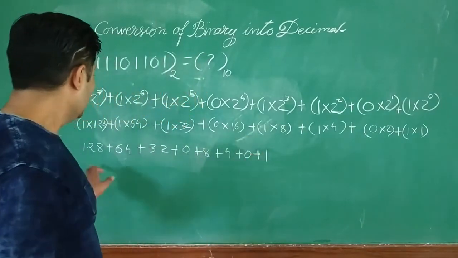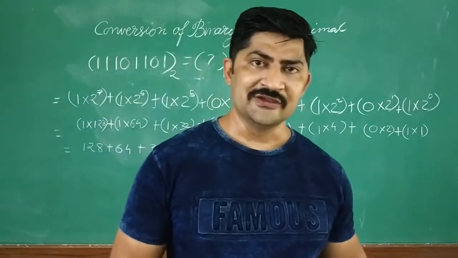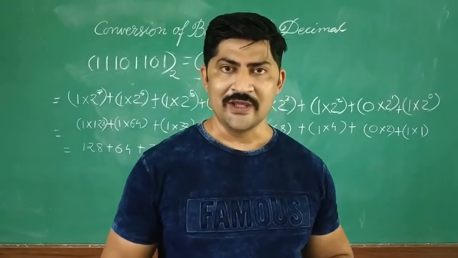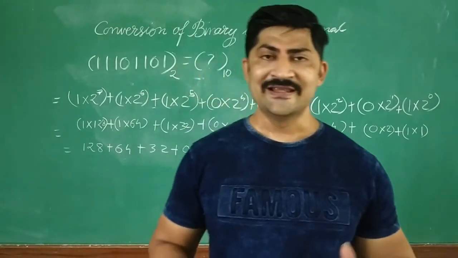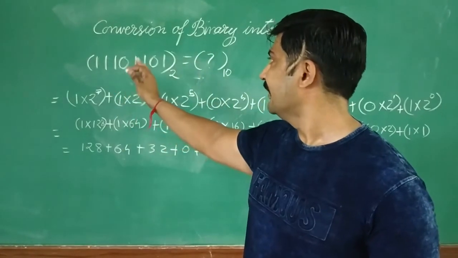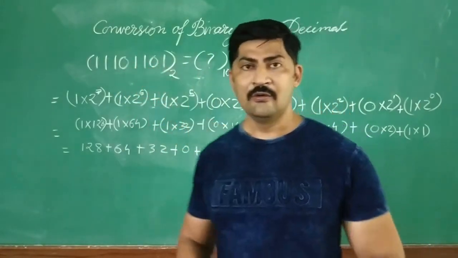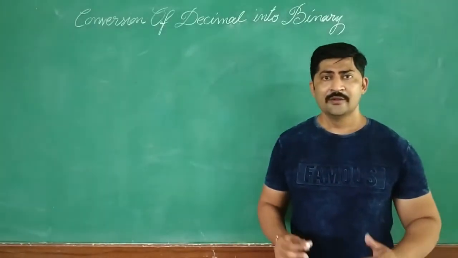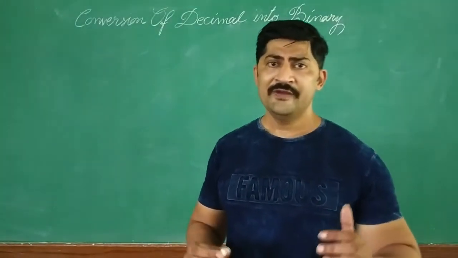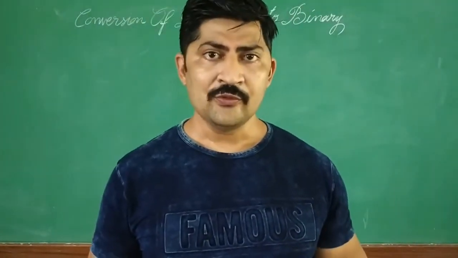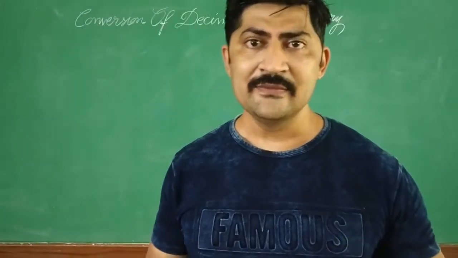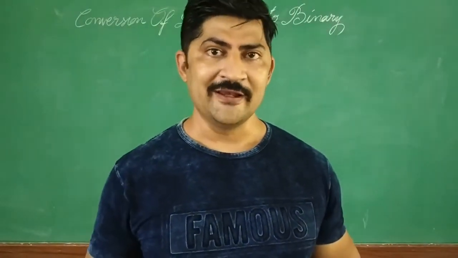So by adding all these numbers, whatever answer you get will be the decimal form of 111011101. Now we are going to learn how to convert a given decimal number into its binary form.